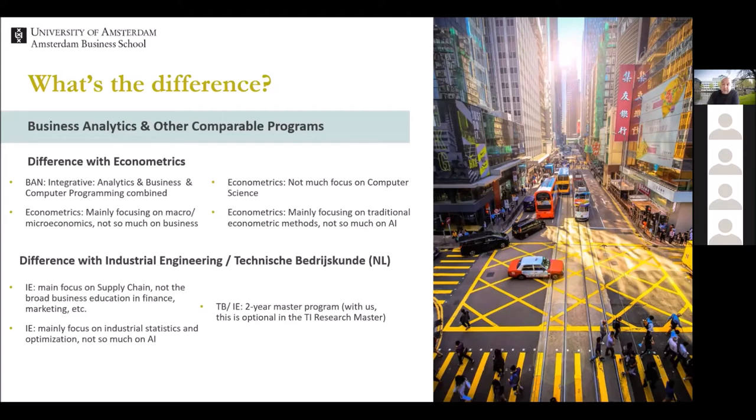In industrial engineering and technische bedrijfskunde, the main focus is on industrial statistics and optimization, so not so much on artificial intelligence and machine learning. Here we have a different perspective. We have, of course, probability theory and statistics, and we learn about statistical methods, but we put quite an emphasis on AI and ML-based methods too. And a last one: after industrial engineering, mostly there is a two-year master program. In our case, this is optional. There is a program in Tinbergen Institute Research Master, and also we have a master program coming up under accreditation process, which is going to be 1 year.